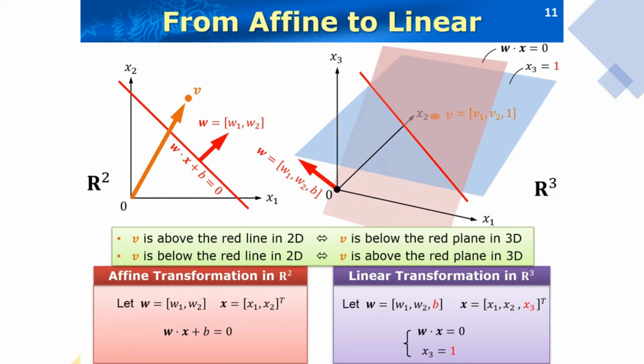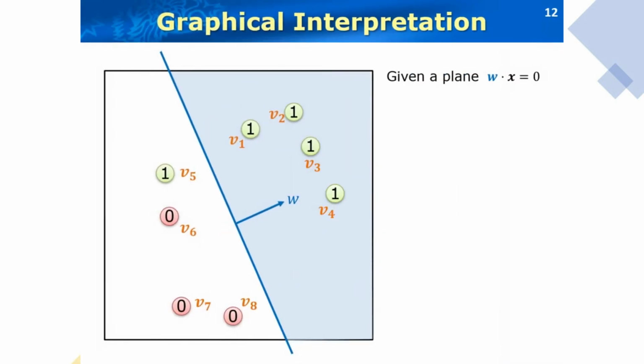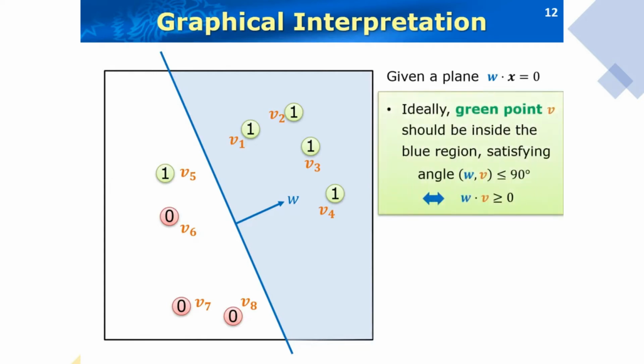From this example, we can clearly see that in the 2-dimensional blue plane, v is above the red line, and this is equivalent to the fact that in 3 dimension, v is below the red plane. When using the red plane in 3 dimension as a classifier, we can use the angle between its norm vector w and the data point v to determine if v is above the line. Based on the above discussion, we can use the expression wx is equal to 0 to represent a plane. Here, the vector w may contain both weights and the bias value.